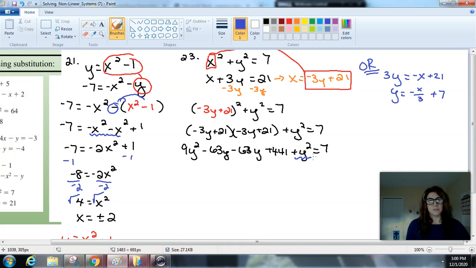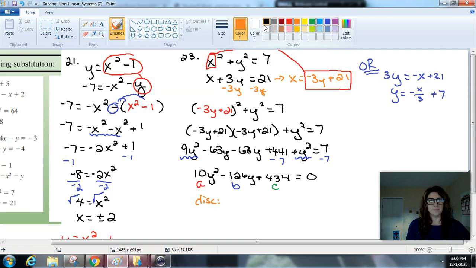We're going to combine our like terms. So I have the y squareds here, and I'm going to move the 7 over just all at the same time to save space. So we have 10y squared minus 126y plus 434 equals 0. Again, I'm not even going to try to factor that. I'm going to start right in with my discriminant and see what I get. So A is 10, B is negative 126, C is 434.